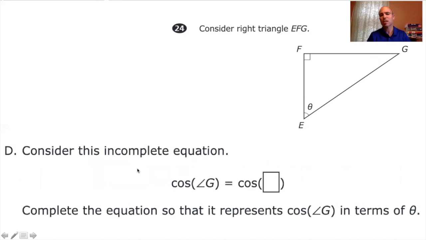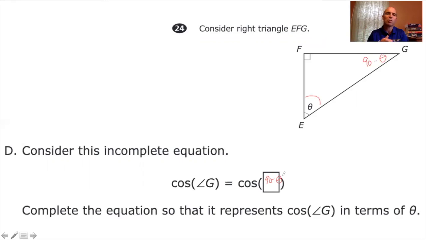Okay, now consider this equation to complete. The cosine of G is going to equal the cosine of something. Complete the equation so that it gives the cosine of G in terms of theta. This is basically the exact same problem we have seen again and again. If this is the mystery angle, we know this has to be 90 minus that mystery angle. So since we're saying angle G, another name for angle G is 90 minus beta. We're just explaining the same thing.